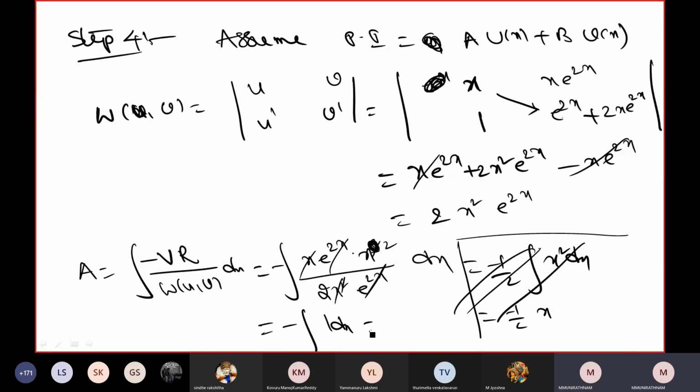So 1 dx, 1 dx is x. Half is there, minus x by 4. That is minus x by 4.